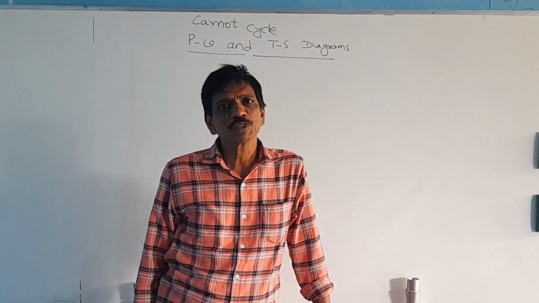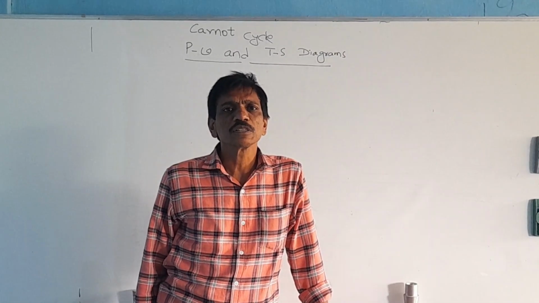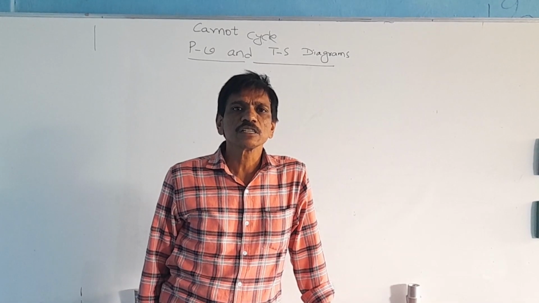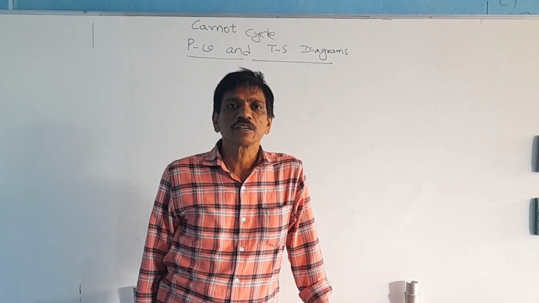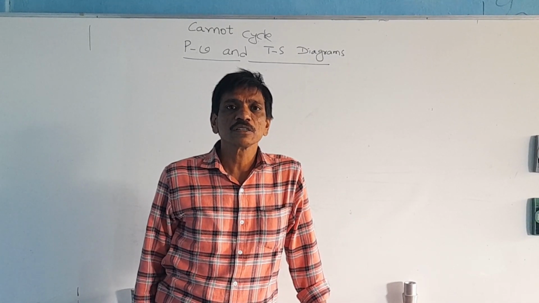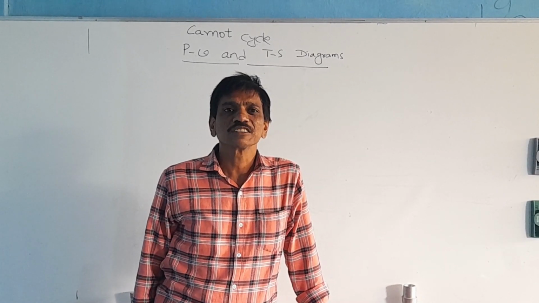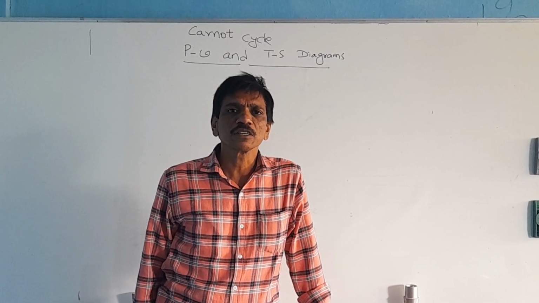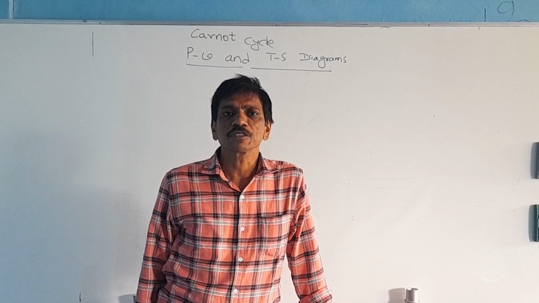So in thermodynamics, we have various air standard cycles: Otto cycle, diesel cycle, dual cycle, and Atkinson cycle. So many cycles we have. Similarly the Carnot cycle. Out of all the air standard cycles, the Carnot cycle's efficiency is high. So today we will learn drawing the PV and TS diagram for the Carnot cycle. In the subsequent classes, we will focus on the remaining cycles.